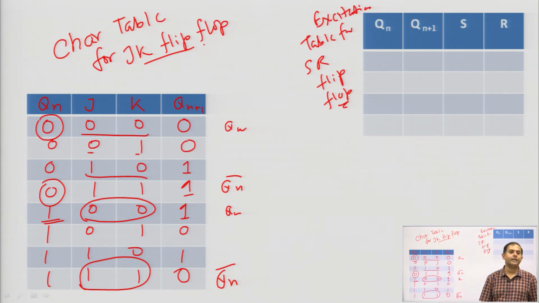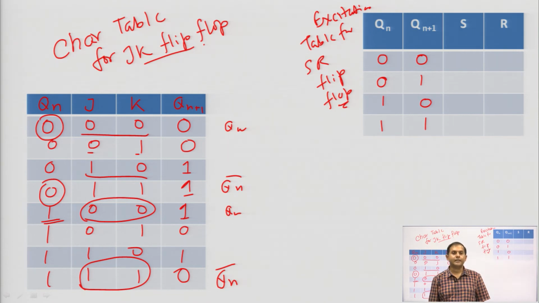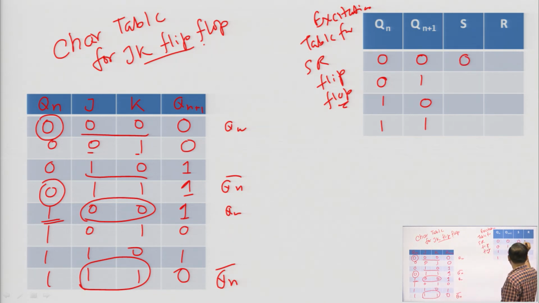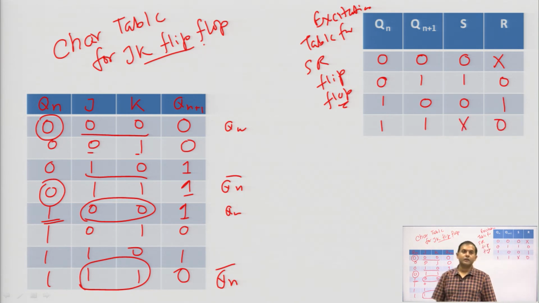Already this characteristic table has been discussed in the previous lecture, you can refer there. So, this is nothing but 0 0 1 1 0 1 0. Now, for excitation table of SR flip flop, so Qn and Qn plus 1, so will be 0 0, 0 1, 1 0 and 1 1. So, for this the excitation table of SR flip flop is nothing but 0 cross, 1 0, 0 1 and cross 0. This is the excitation table of SR flip flop.